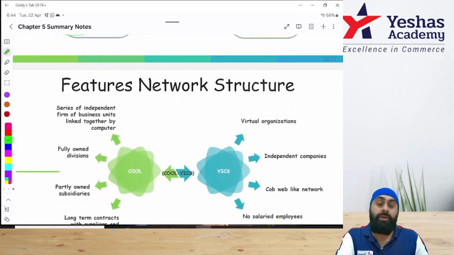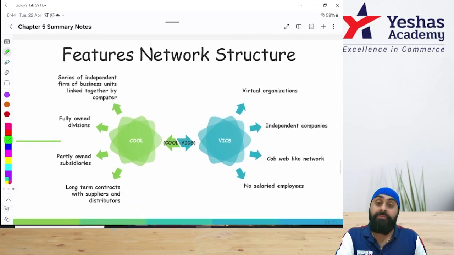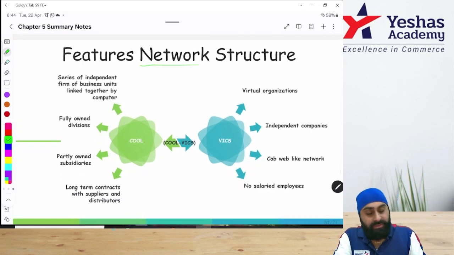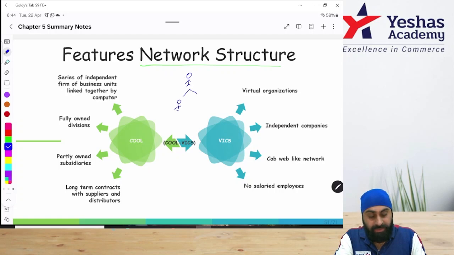So guys, we are going to talk about the second last topic, the firm's network structure. What is network structure? Let's talk about it. So have you heard about this concept? You are a member, you are making two members. Yes or no? And they are further making two members. This goes on like this. It's also known as pyramid structure.